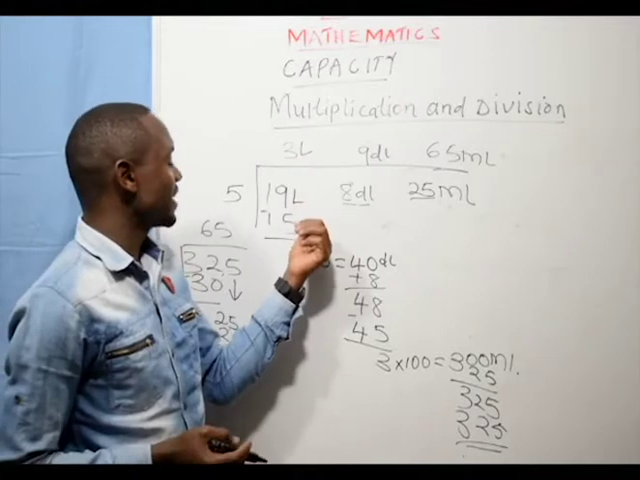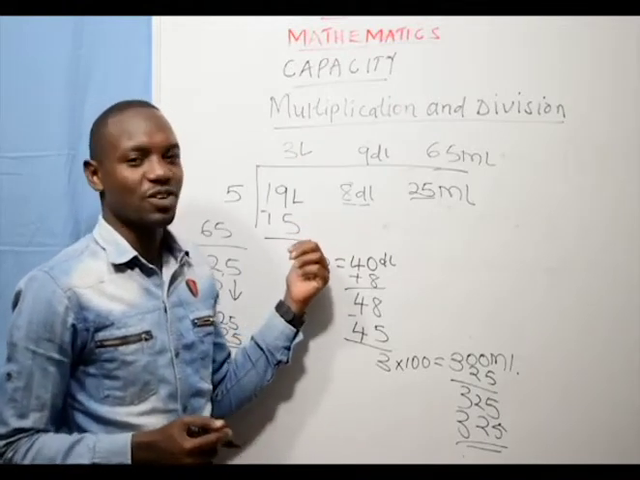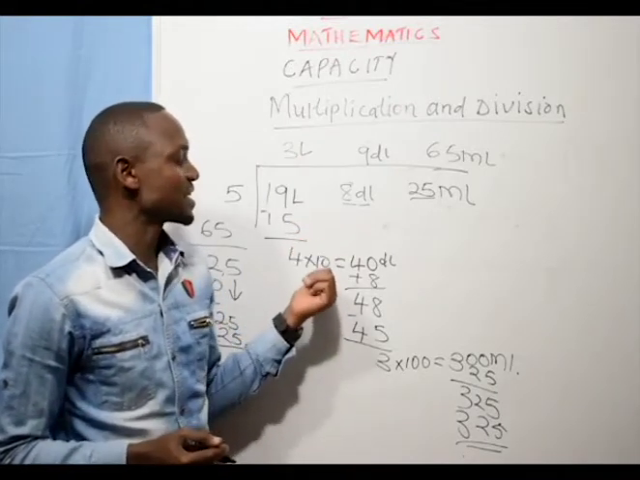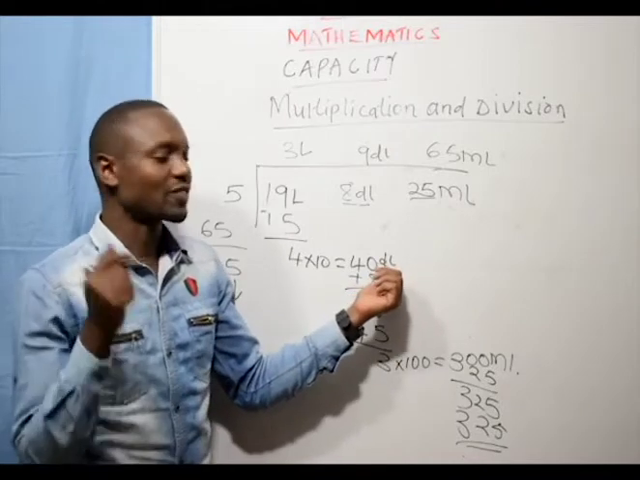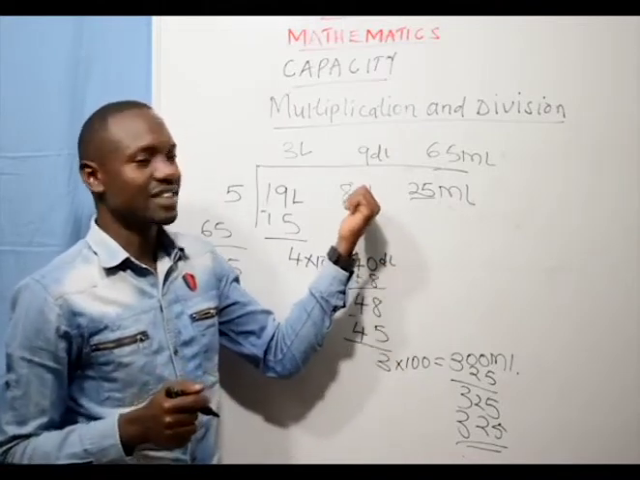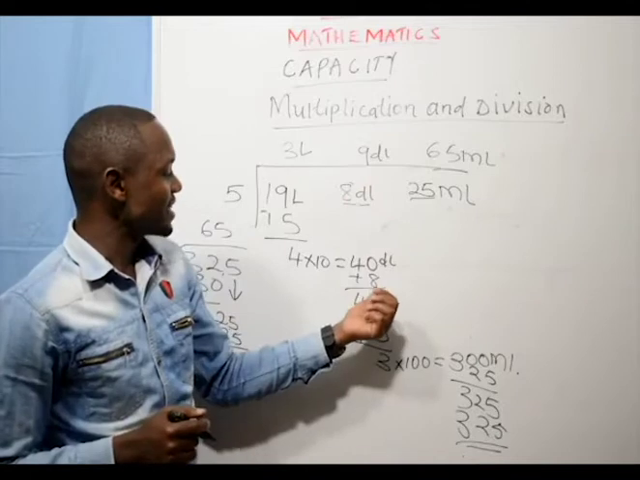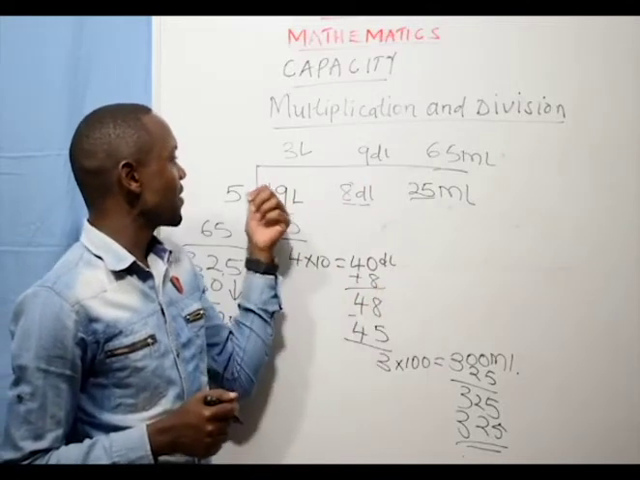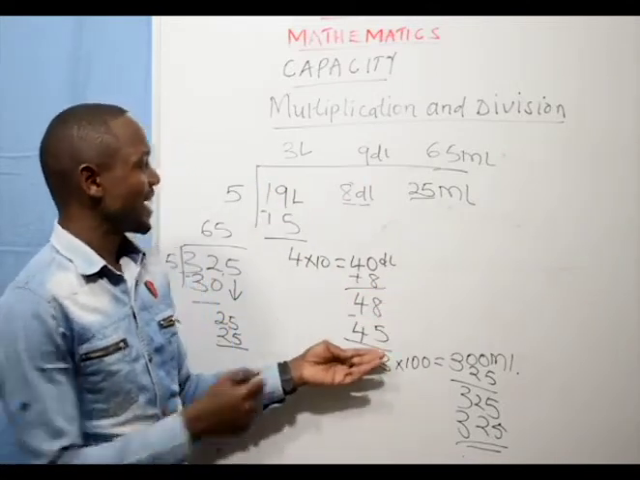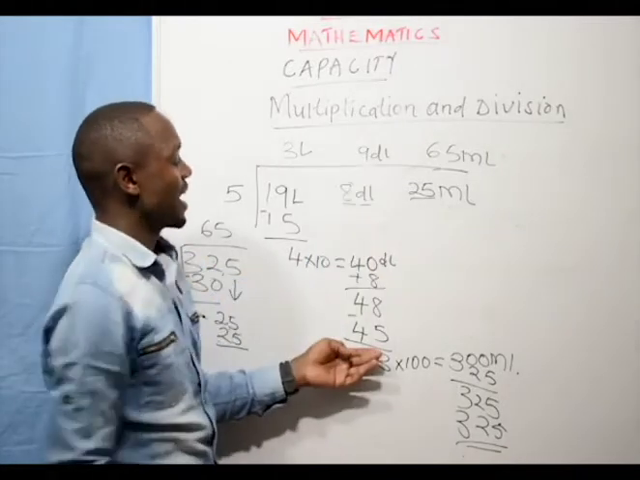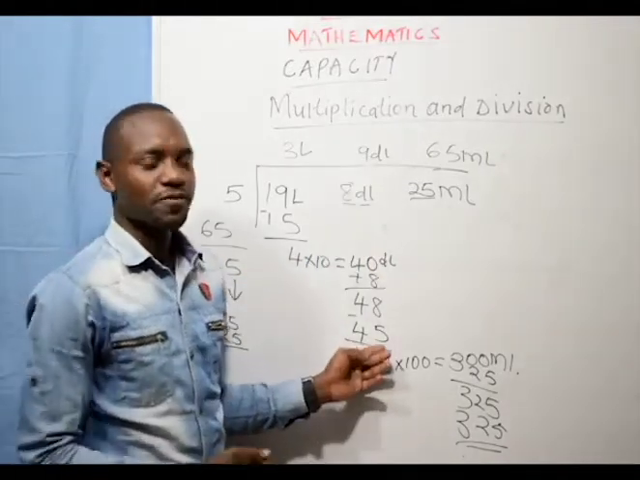Start from the liters side. Any number that remains, convert it to deciliters, multiply by 10 to convert to deciliters. After converting, remember to add this 8 here. Then after adding 8, you work out 48 divided by 5, you get 9 times. You find that it will go 9 times because of 45.